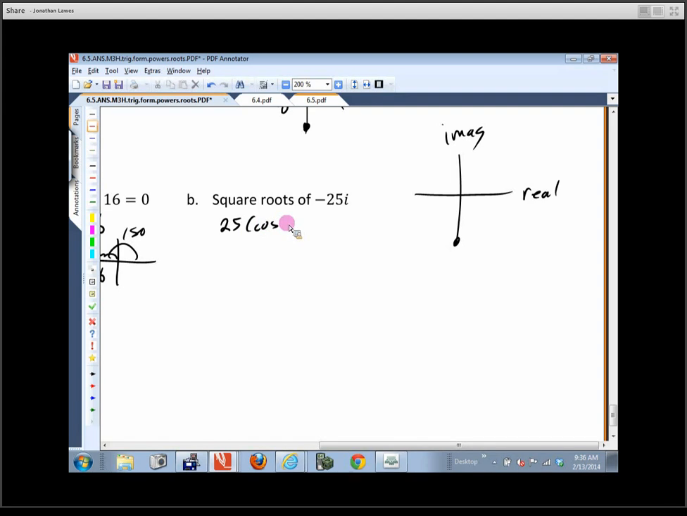Cosine, you want to do degrees or radians? Okay. What's the angle in radians? 3 pi halves. Okay, there's the original one. Now I want to find the square roots. How many answers am I going to get, first of all? Going to get 2. What's the modulus for both of them? What's the radius for both of them? 5.